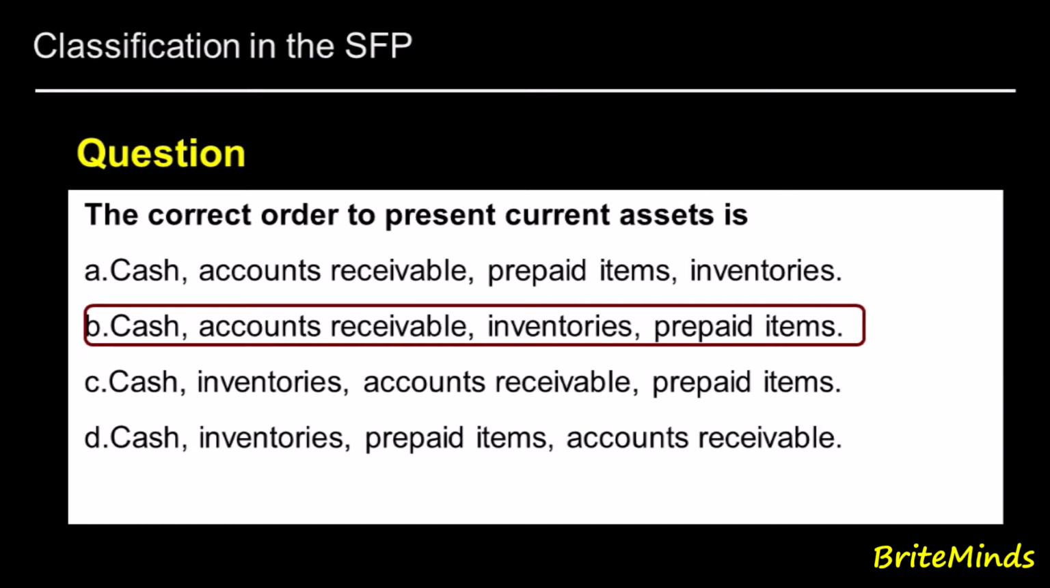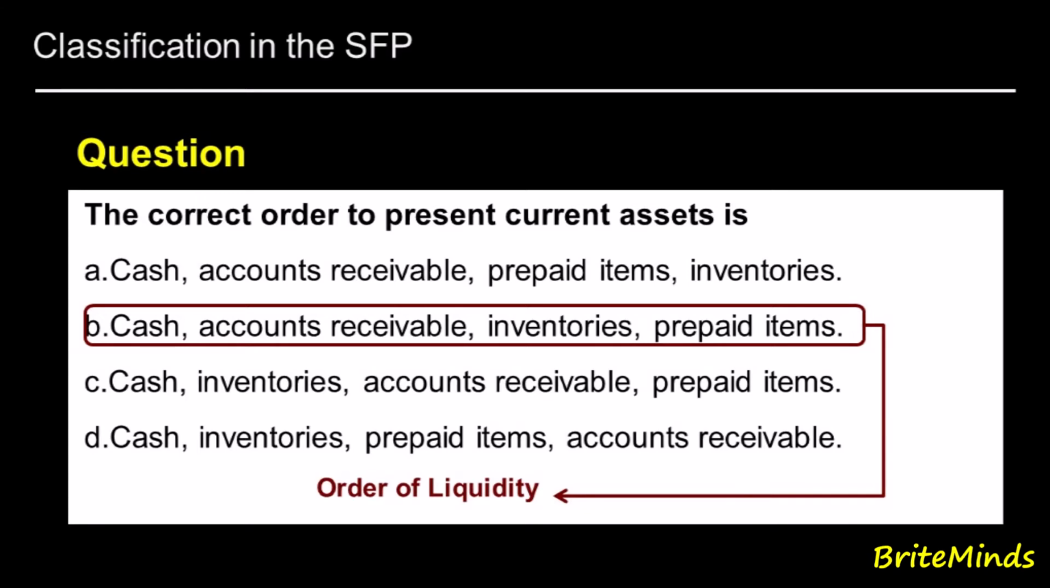The correct answer is letter B: cash, accounts receivable, inventories, and prepaid items. So what is the reason behind this order of presenting the current assets? Okay, it is because of the order of liquidity. If you remember, I have discussed it in my first video.